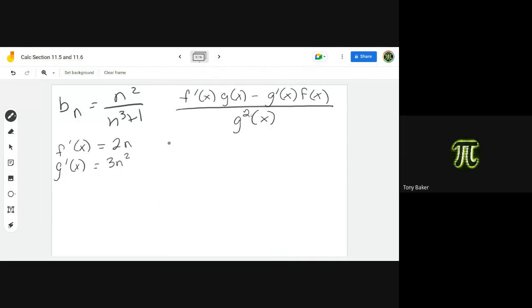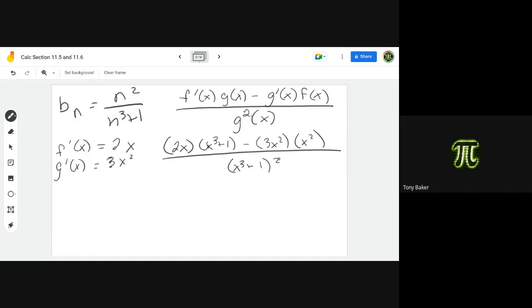So I have, and you can do this in x's, or actually, we really should do them in x's just to make our lives easier, because I'm going to end up making an x over here at some point. So 2x times (x to the third plus 1) minus 3x squared times x squared, all over (x to the third plus 1) squared.